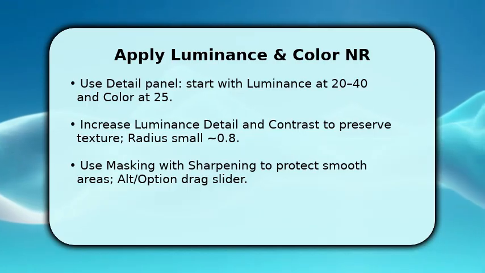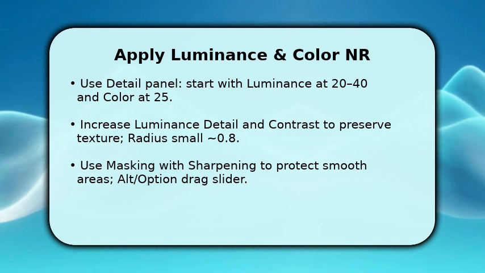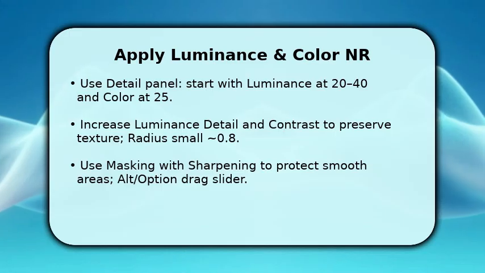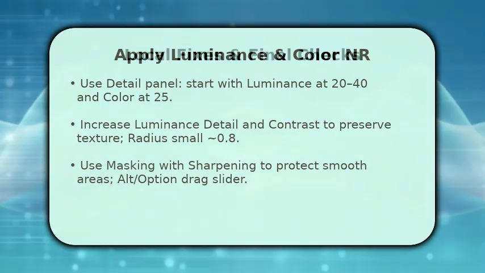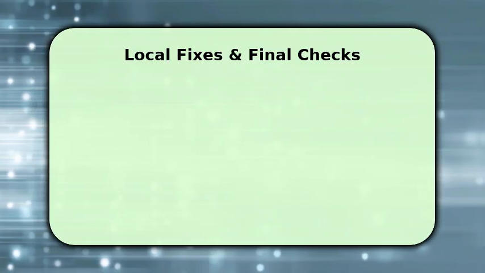While sharpening, use masking, hold Alt or Option while dragging to avoid amplifying noise in flat areas. Keep toggling the before/after to judge trade-offs between smoothness and detail. Finish with local corrections. Use the adjustment brush to paint noise reduction only where needed, like deep shadows, setting the amount specific to that area so bright details stay crisp.